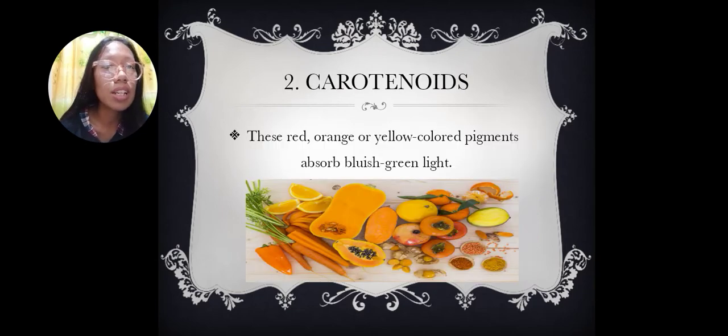So the next one is the carotenoids. These red, orange, or blue-colored pigments absorb bluish green light. So the examples of carotenoids are xanthophyll, or yellow, and carotene, orange, from which the carrot gets its color.